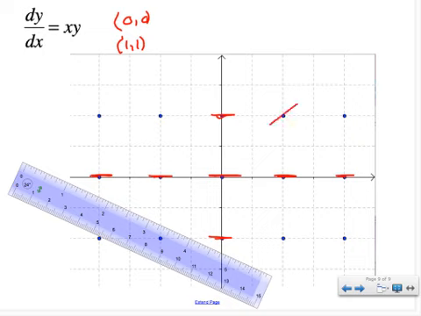You don't have to be terribly precise, but I have a ruler just in case I need to draw some slopes that are steeper than I expect. So go ahead, pause the video, fill in the rest of this, and then we'll talk about the rest of it when you're finished.